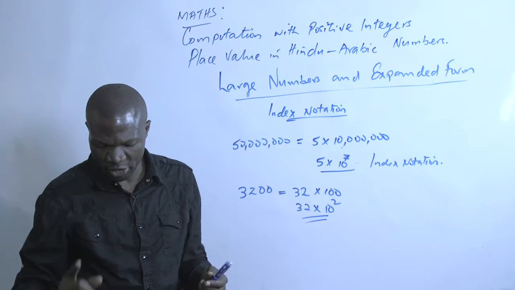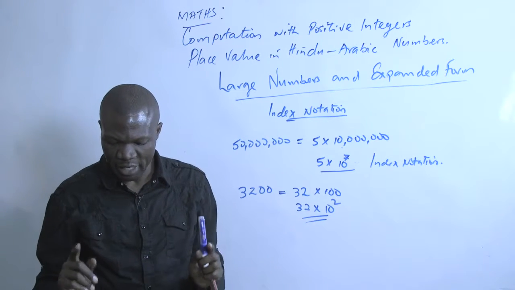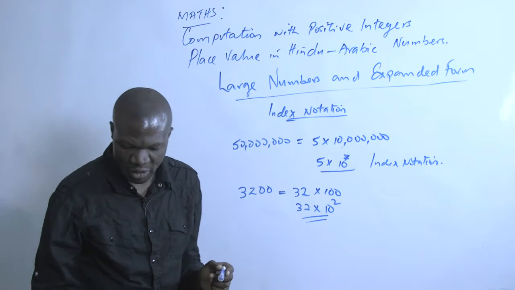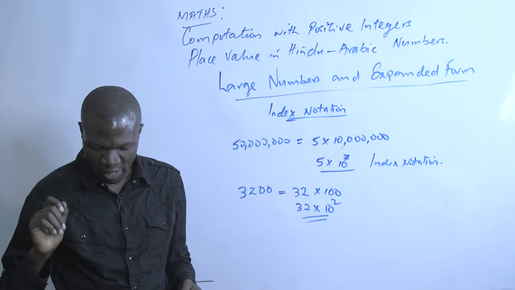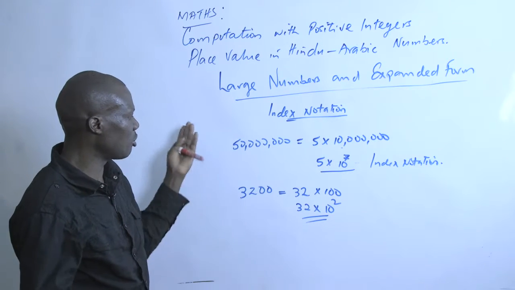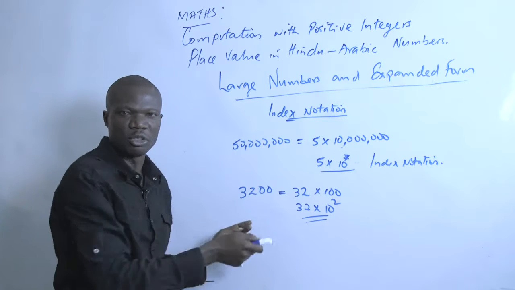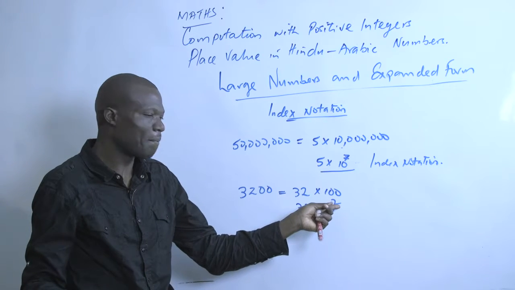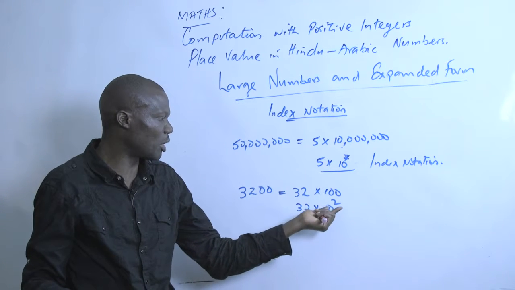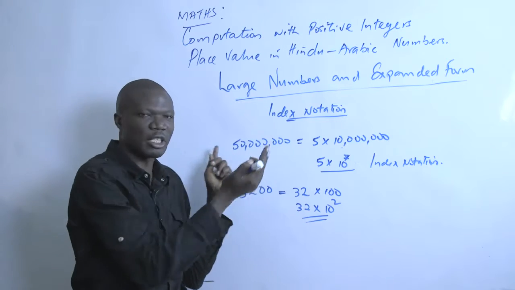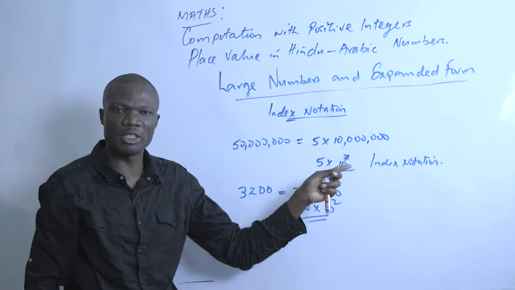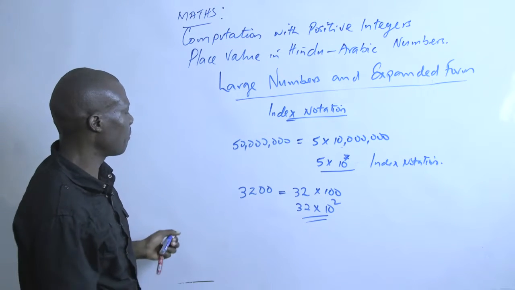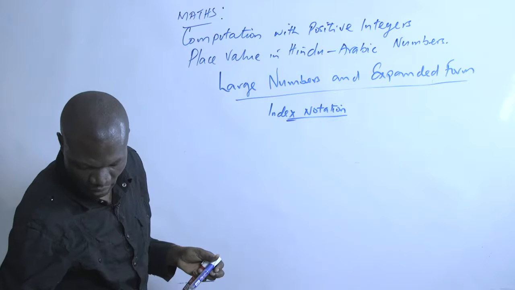Now, all the zero digits are written down as multiples, then multiplied by a power of 10. We only need to count. For this one, there is 1, 2. There are 2 zeros. So those 2 zeros will be the ones to determine the number that will be the power of 10. For the earlier case, the zeros were 7, therefore the 10 would be raised to the power of 7. Let us look at one more example on index notation.